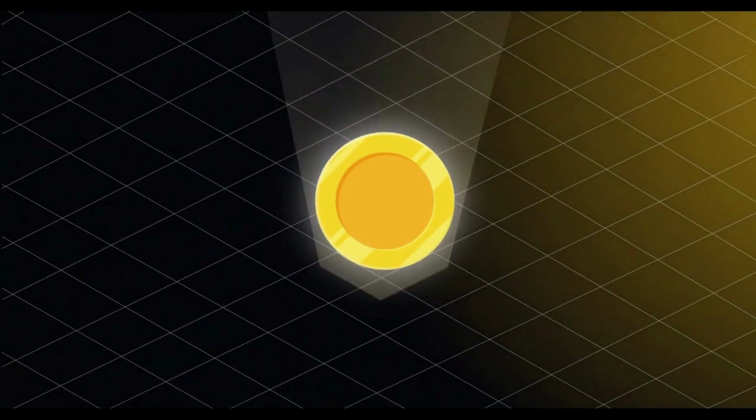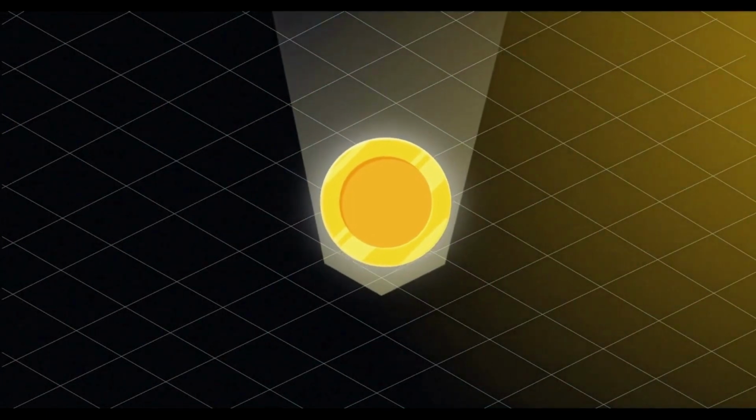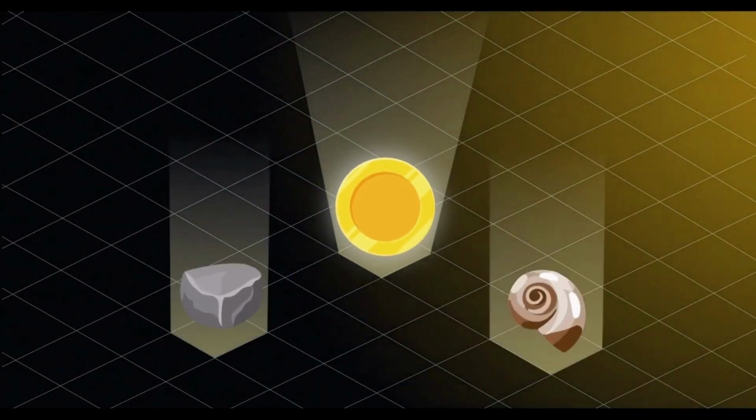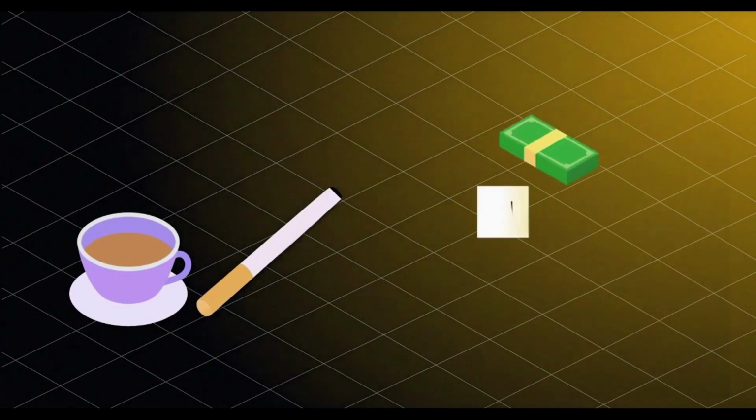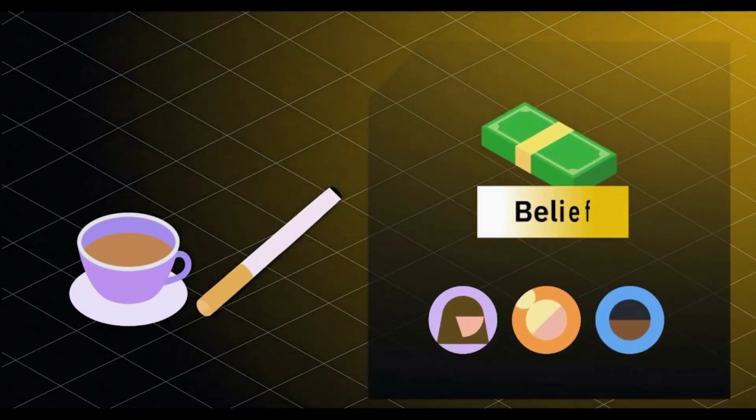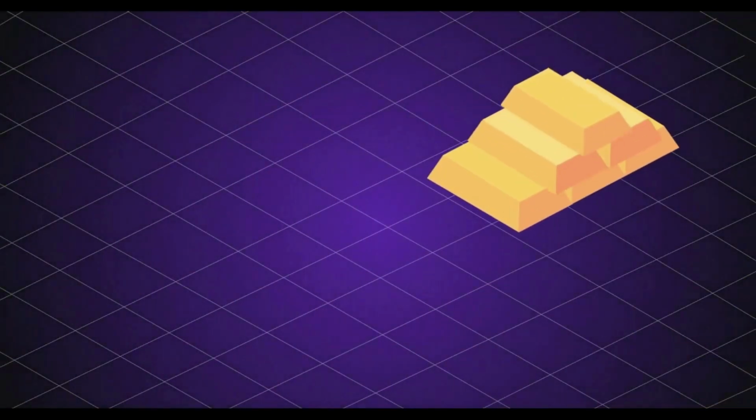Basically, any object could be used as money. In some cultures, even rocks and seashells were used as money in the past. Today, inmates may use cigarettes or coffee as money in prisons. Money has value because our society believes it has value. Of course, some objects are more suitable for this than others.